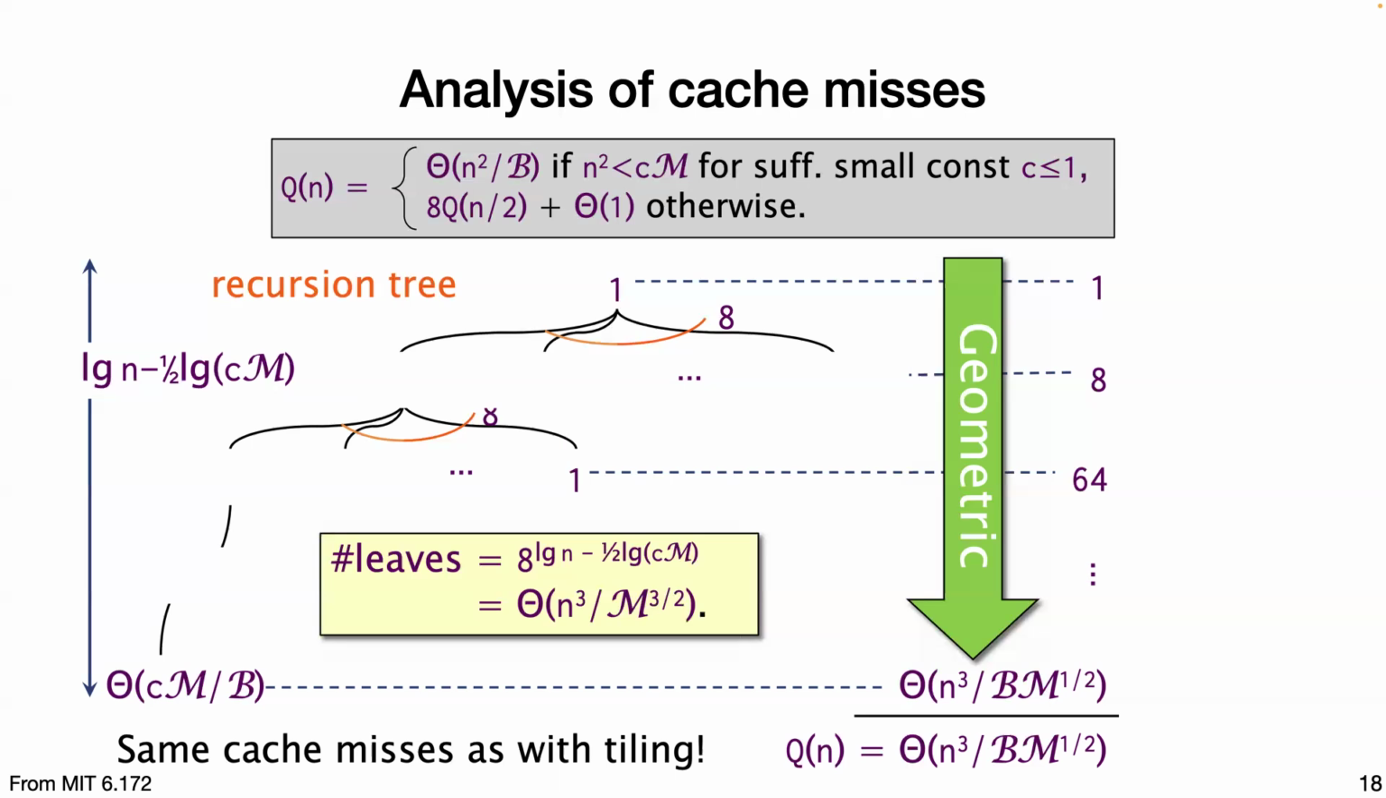So this is the number of leaves, and we're just going to do basically the same analysis that we were doing before. You take the number of leaves and multiply it by the cache misses per leaf. This is similar to what we did in the tiling. You have the number of leaves, n cubed divided by m to the 3 halves, times m over b, and once you do the analysis in theta, that's n cubed over b times m to the 1/2. And if you remember, this is the same bound that we got in tiling.